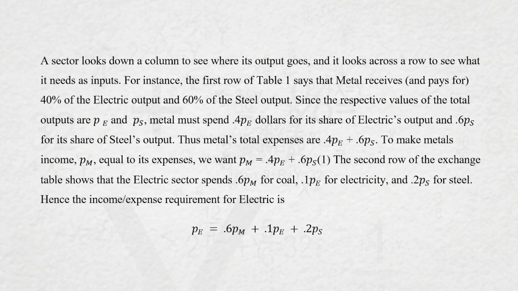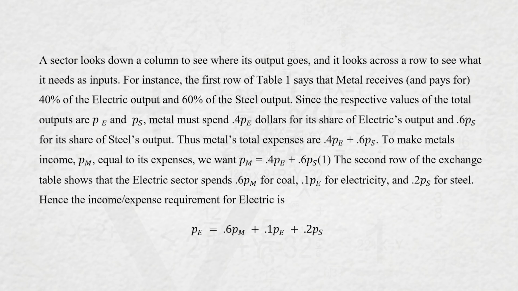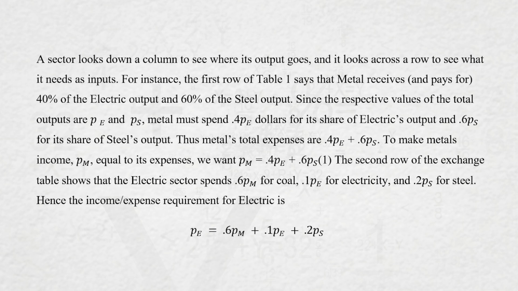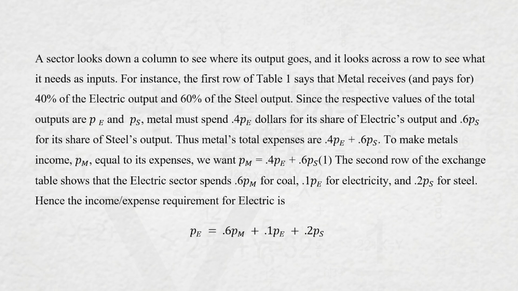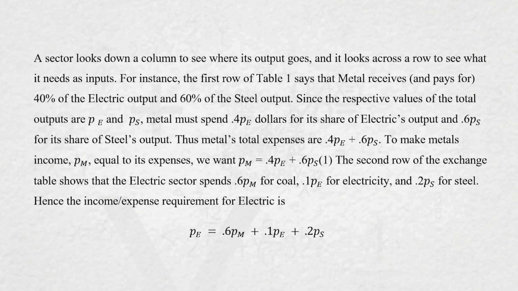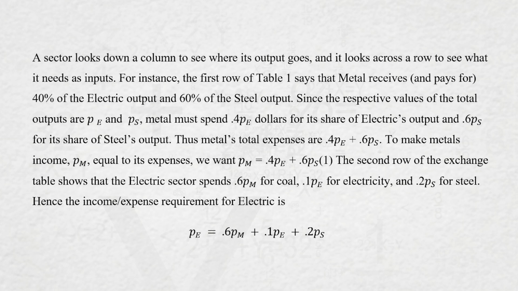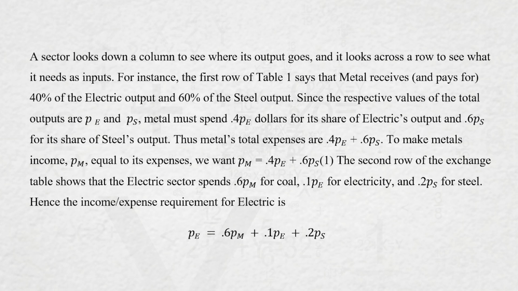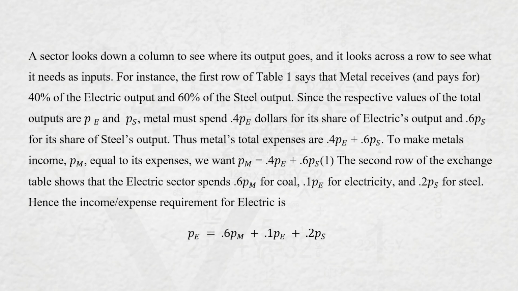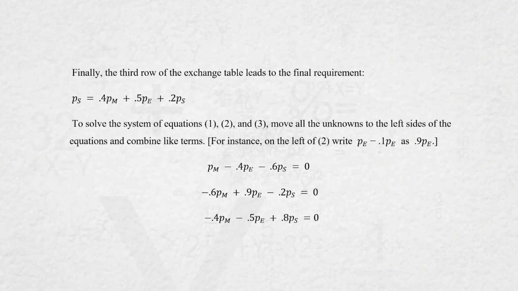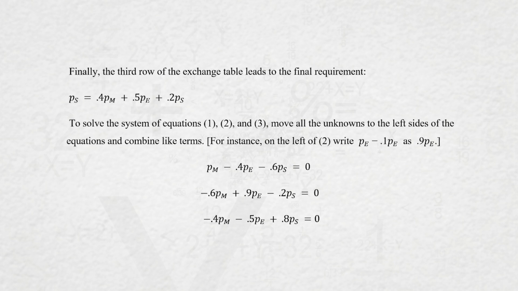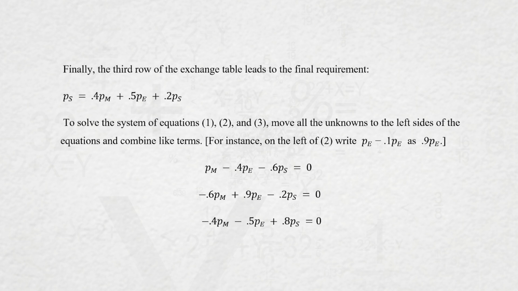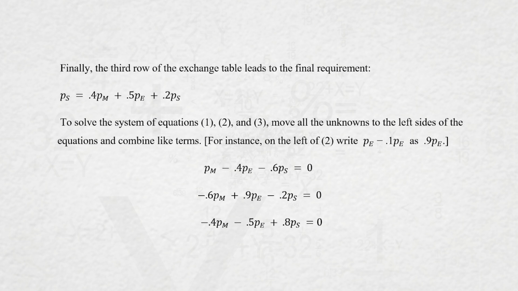To make metal's income PM equal to its expenses, we want PM equal to 0.4 PE plus 0.6 PS. The second row of the exchange table shows that the electric sector spends 0.6 PM for coal and 0.1 PE for electricity and 0.2 PS for steel. Hence, the income or expense requirement for electric is PE equals 0.6 PM plus 0.1 PE plus 0.2 PS. Finally, the third row of the exchange table leads to the final requirement, that is PS equals 0.4 PM plus 0.5 PE plus 0.2 PS.